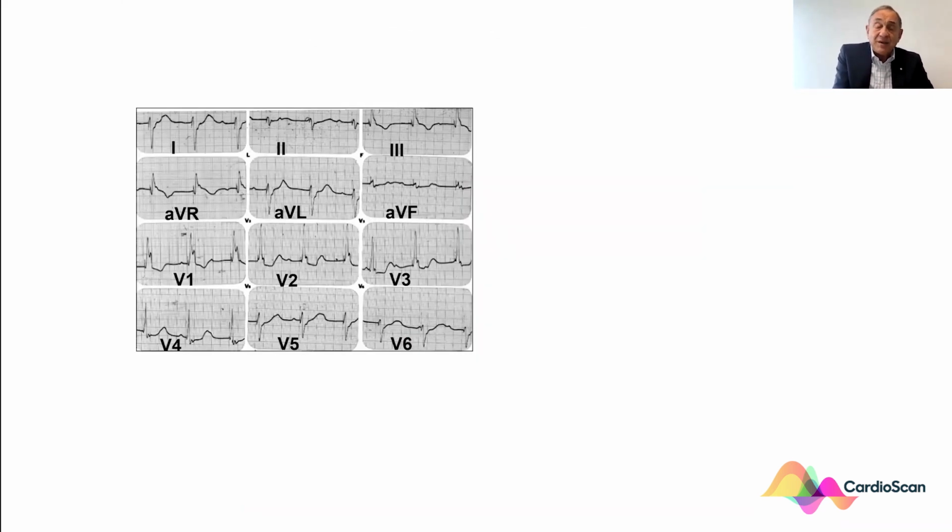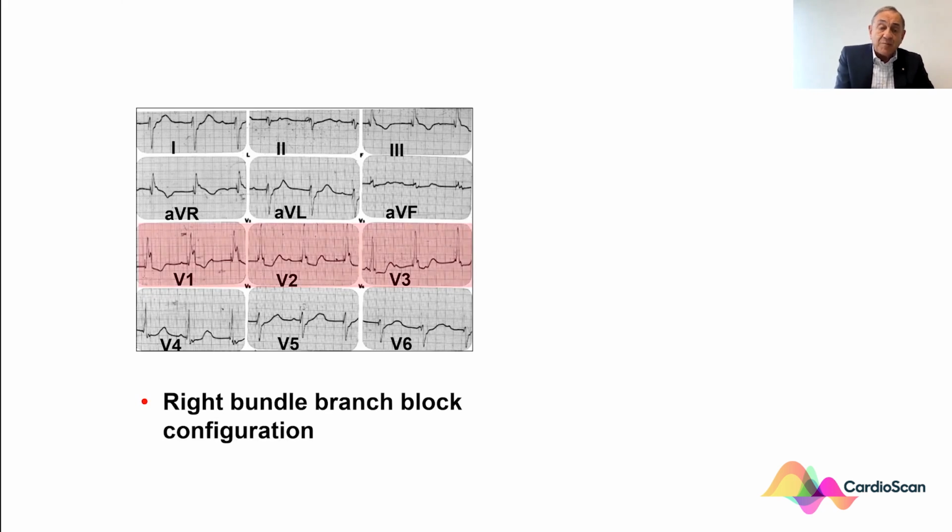Finally, let's have a look at this case and let's work through and see if we can work out where the lead is. Firstly, it's a right bundle branch block configuration. That's not difficult at all. Secondly, there is a right axis deviation. So we now know that this lead lies in the left ventricle and it is high up, or relatively high up.